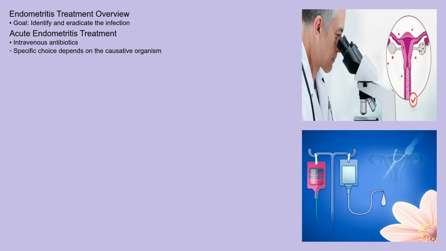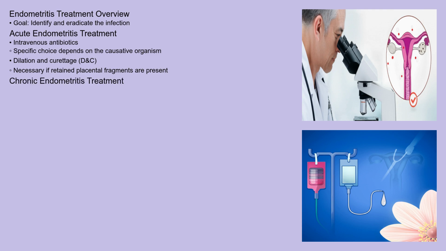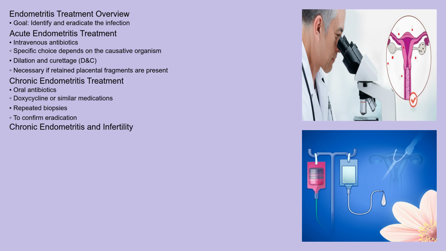Treatment for endometritis hinges on identifying and eradicating the underlying infection. Acute endometritis is typically treated with intravenous antibiotics. The specific antibiotics used depend on the suspected or identified causative organism. If retained placental fragments are present, a dilation and curettage or D&C may be necessary to remove them. Chronic endometritis is generally treated with a course of oral antibiotics, most commonly doxycycline or a similar medication. Repeated biopsies may be needed to confirm eradication of the infection. For patients with infertility, treatment of chronic endometritis can significantly improve their chances of conceiving.